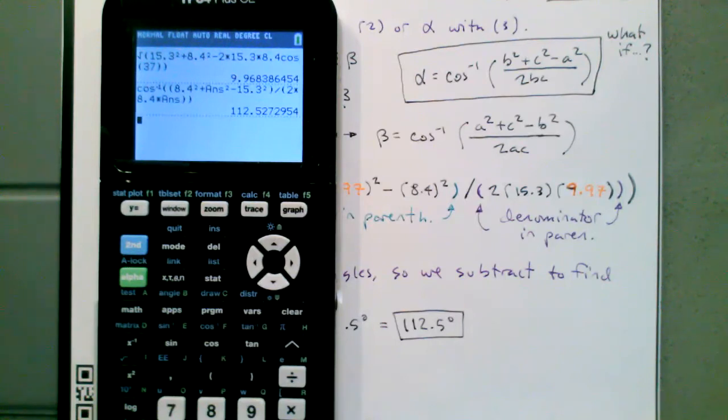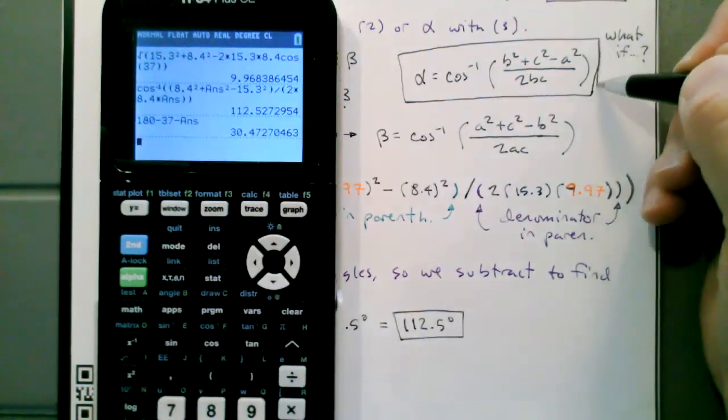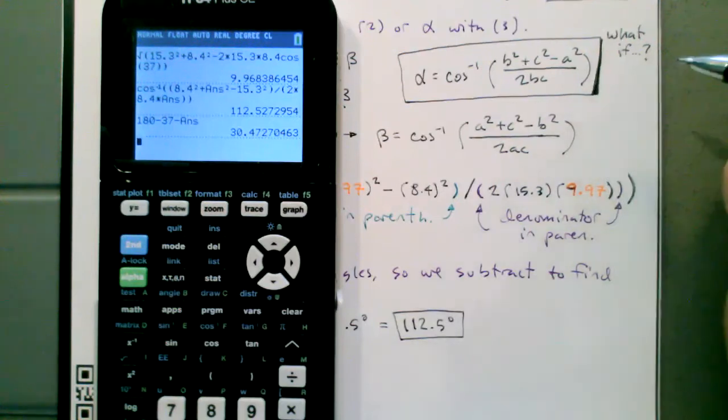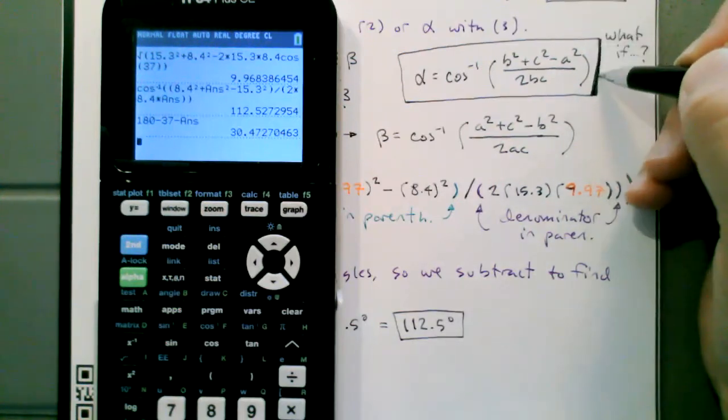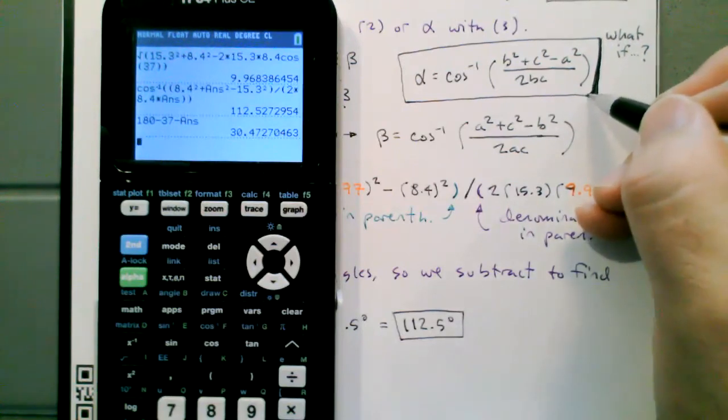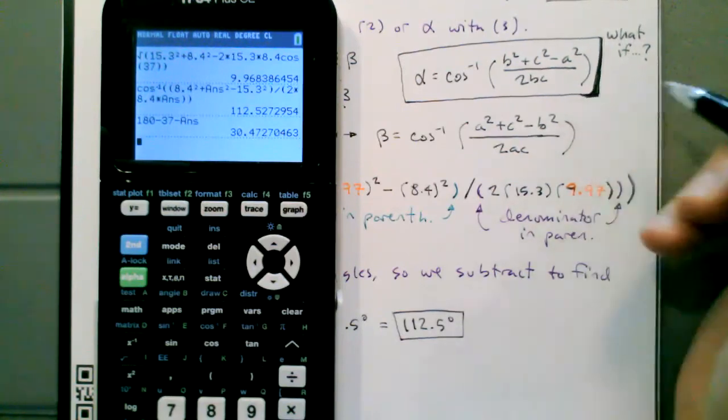And then at that point, since we know two angles, we subtract to find the third. So 180 minus 37 minus the one we just found is the 30.5. So it's good to see that it didn't matter which we chose to solve for, alpha or beta. But that's going to highlight the fact that at that point, we had to make a choice. We had to pick one to solve for.